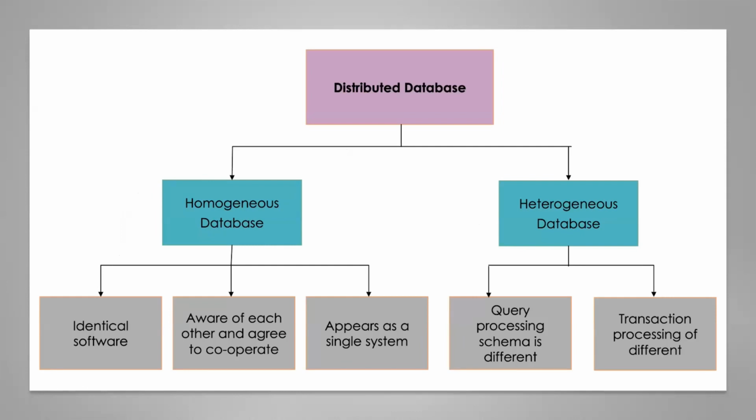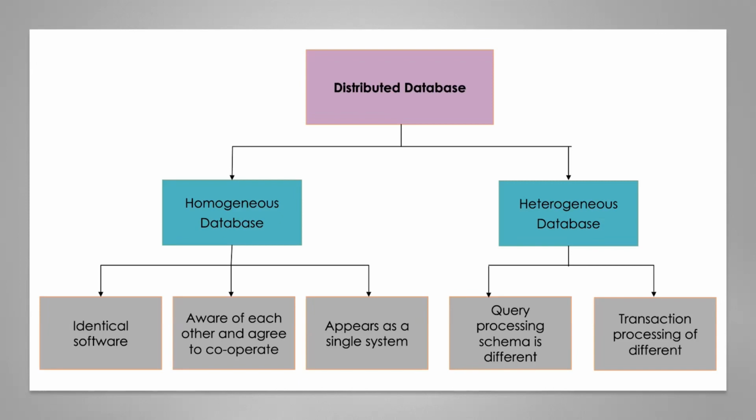The distributed database is divided into two types, homogeneous database and heterogeneous database. First of all, I'll go through the homogeneous database. A homogeneous database refers to the setup where all the database instances or nodes share the same database management system and have identical configurations.